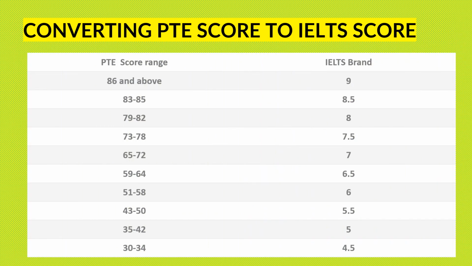Now, the way we convert the PT score to IELTS score is if you score 86 and above, it's a 9 band, 83 to 85 is 8.5, 79 to 82 is 8, 73 to 78 is 7.5, 65 to 72 is 7, and the list goes on.